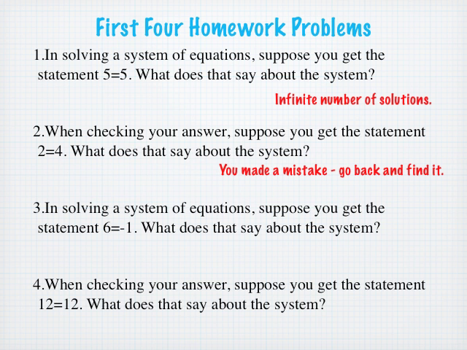Let's say that you're solving a system of equations and you get 6 equals negative 1. What does that mean? All your variables are gone and you were in the middle of solving. Okay, what's left is false, so that means no solution. Let's say that I'm checking my answer and I get 12 equals 12. Does that mean infinite number of solutions? This is the biggest mistake out of all 4 of these scenarios. This is the one that happens the most often.